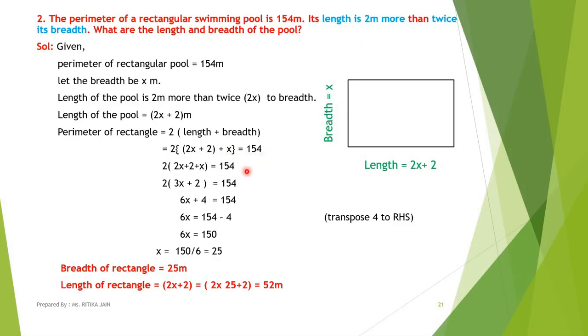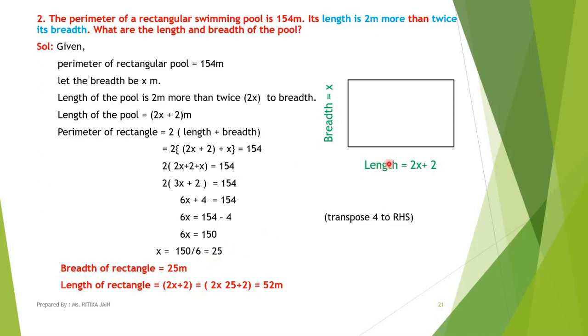When you solve this, open the bracket, you will get 2(3x plus 2) equals 154. Now multiply the 2 by all the terms which are inside the bracket. So you will get 6x plus 4 equals 154. Okay, a simple linear equation is formed now. Now you will transpose plus 4 to RHS because in LHS we want only variables. So on transposing you will get 150. So the value of x can be calculated as 150 upon 6. So it will give you 25. So breadth you have obtained, that is 25 meter.